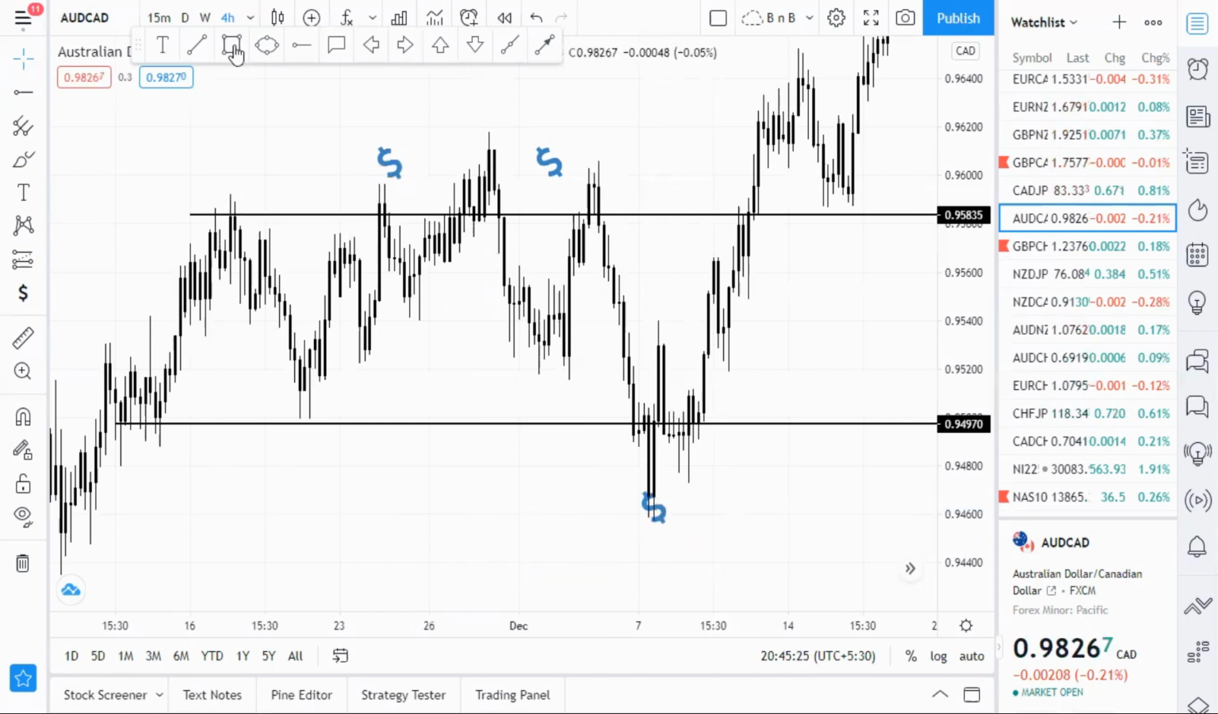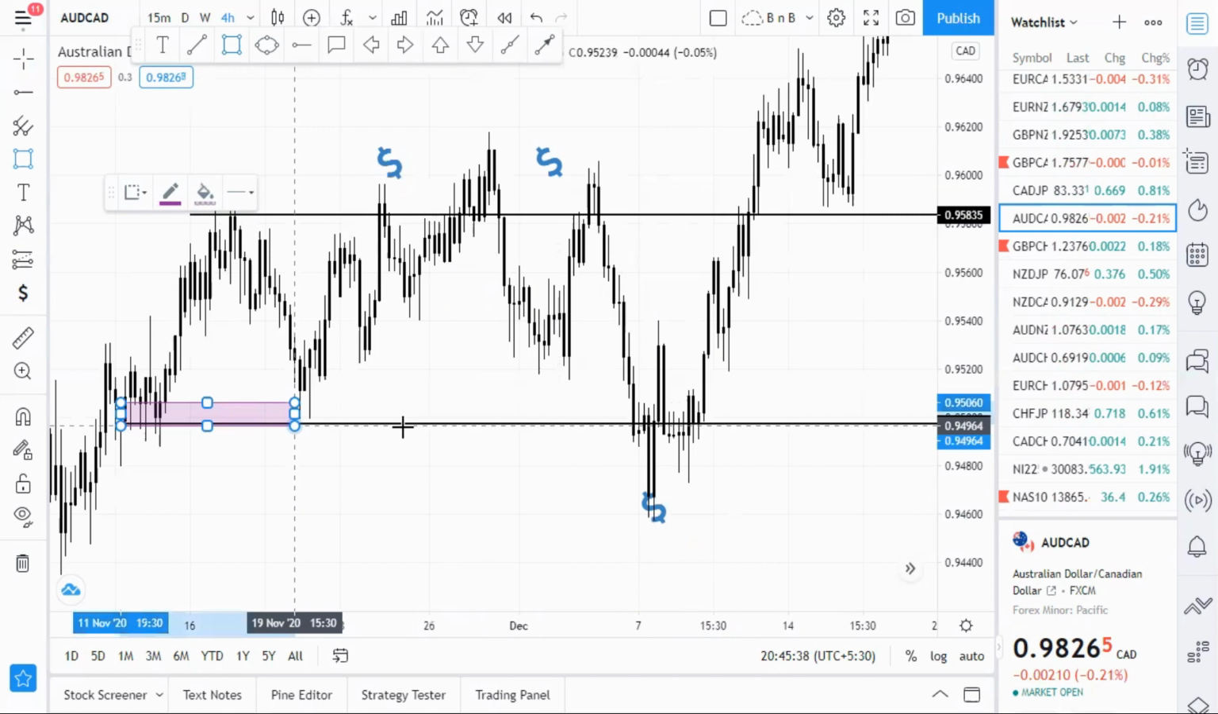So that's how we draw support and resistance. It's very much advisable to draw them using the line chart. If you want, let's give an example. You can actually draw them as zones.